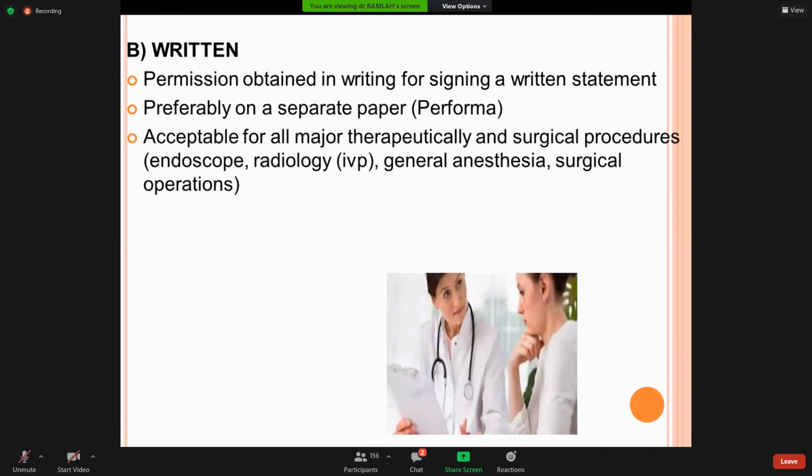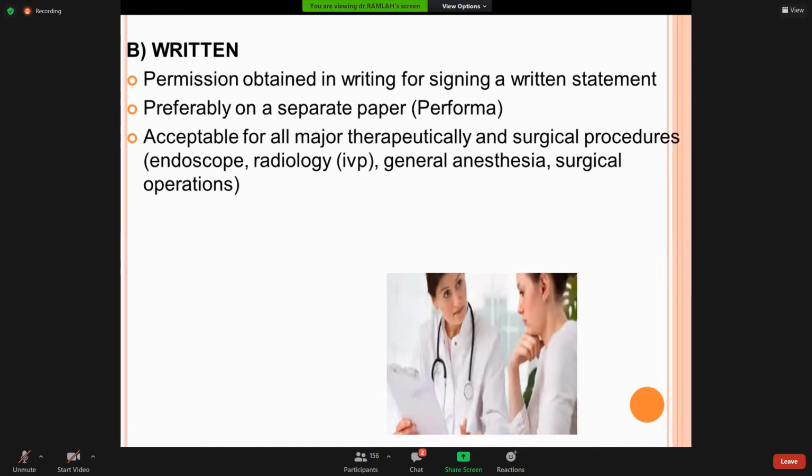Now, the second part of that, the express consent is the written one. That is the most appropriate, theek hai? Permission obtained in writing, for signing a written statement, preferably jo hai wo separate pro forma pe hota hai. You have seen, agar aap log ab clinics mein jayenge, look for it, please. Consent forms ko dekhiye, look for consent forms, what is written over there, what are the policies there.